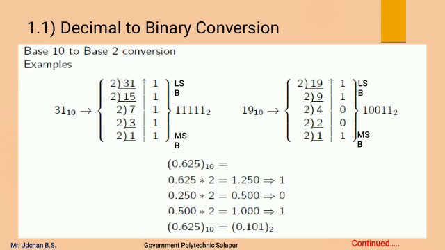Divide the given decimal number until the dividend becomes less than the divisor. Now, in this case, first, when 31 is divided by 2, 2 15s are 30, the remainder will be 1, which will form the LSB of our required binary number.